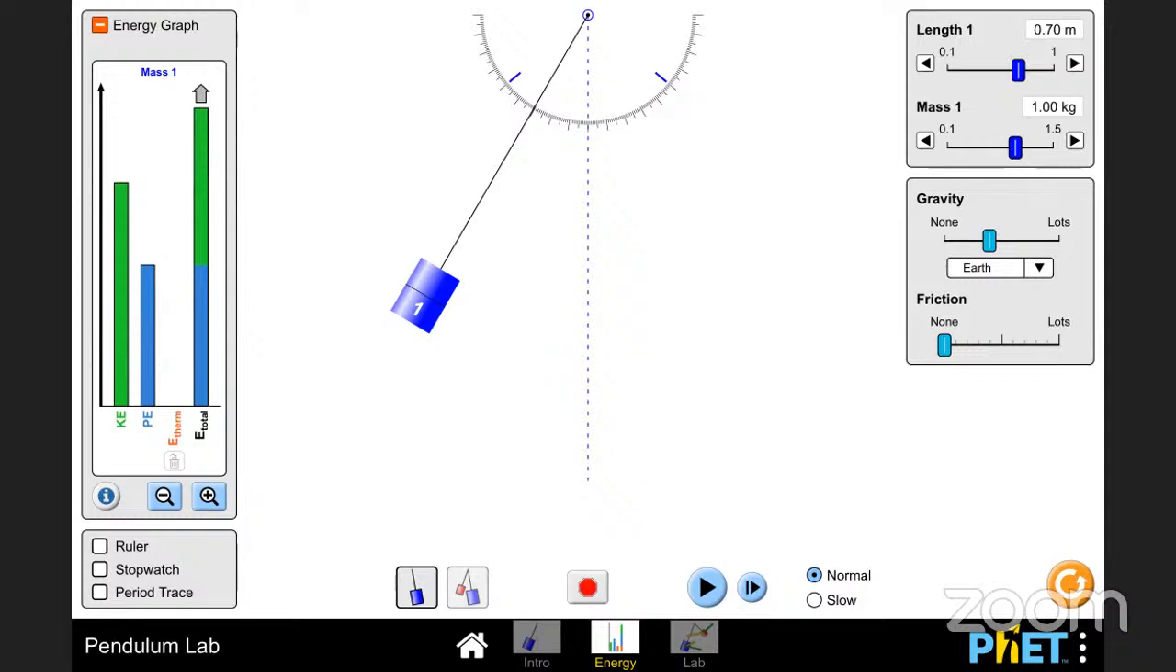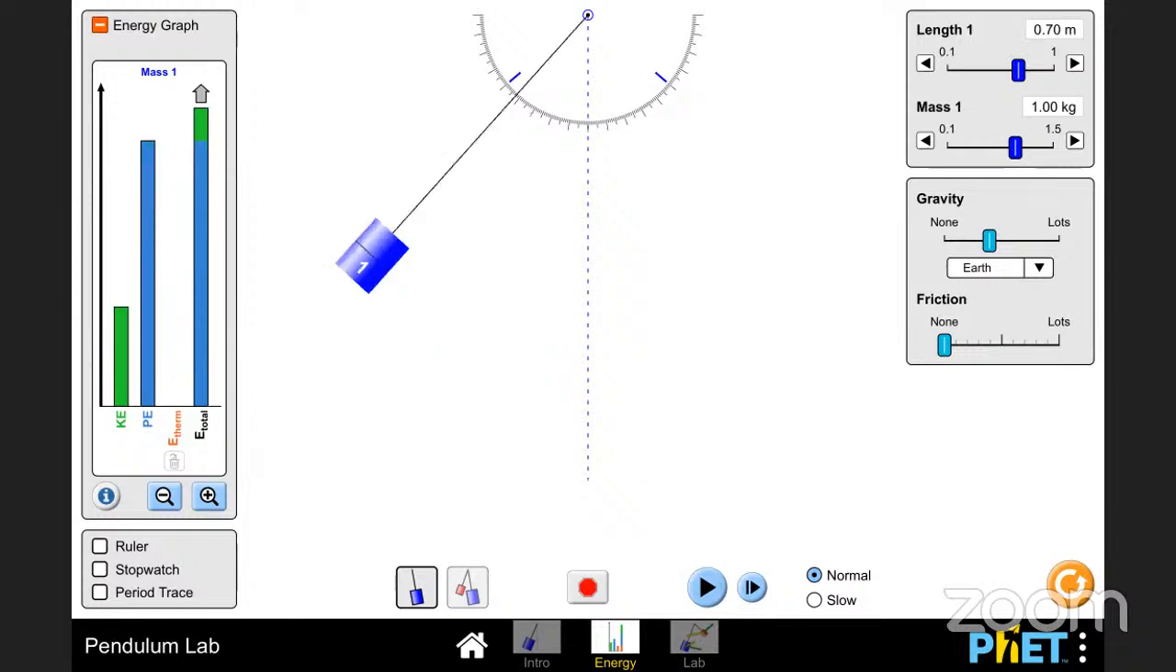That green and blue, the sum of that is called your mechanical energy. So mechanical energy is the sum of the kinetic and potential. Quick question. When is the potential the largest? On the highest point, right here.